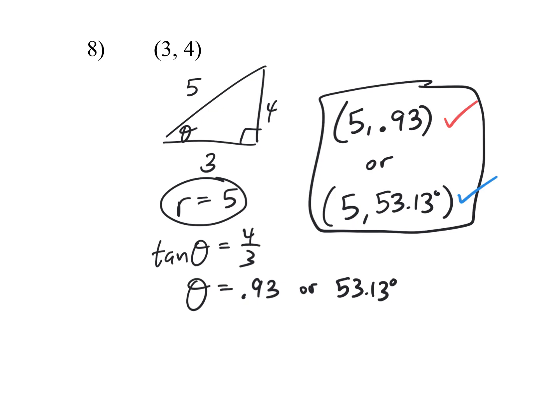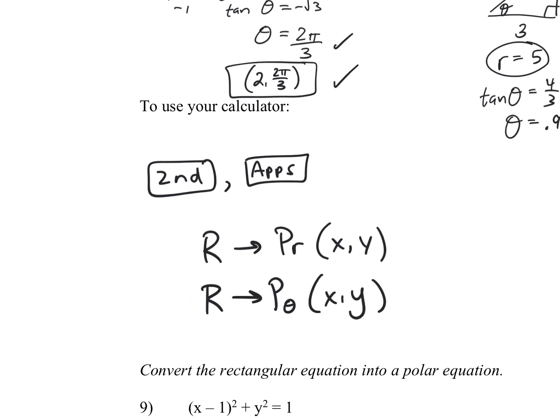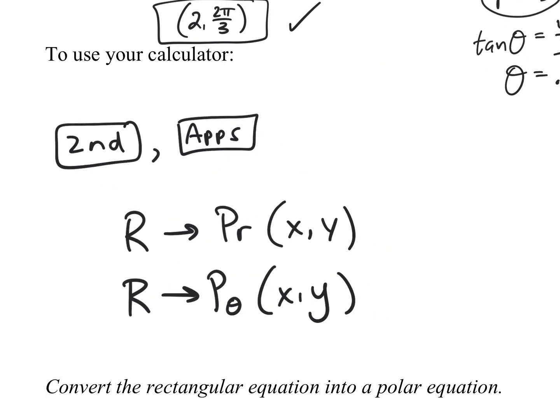So we did this the long way. We can also convert with our calculator as we did on the previous page. Again, we're in that same angle menu, second apps to get there. Using these 2 options on our calculator, options 5 and 6, this will take an x and a y value as an input and output either an r or a theta, depending on which of the options you've chosen. Let me just write that in there. This is option 5 on the angle menu, and here is option 6.